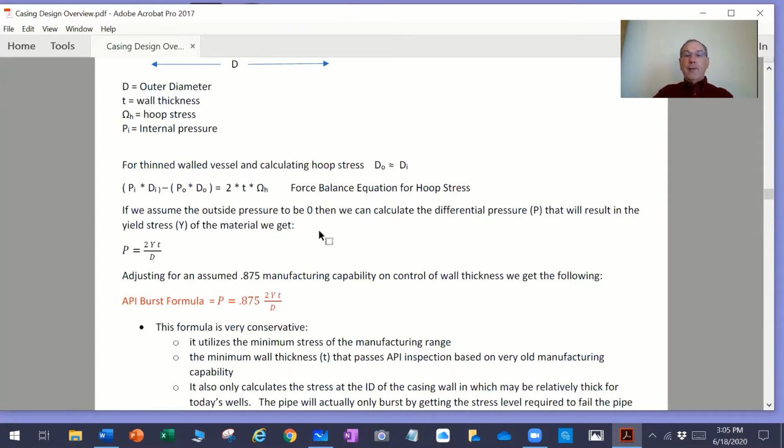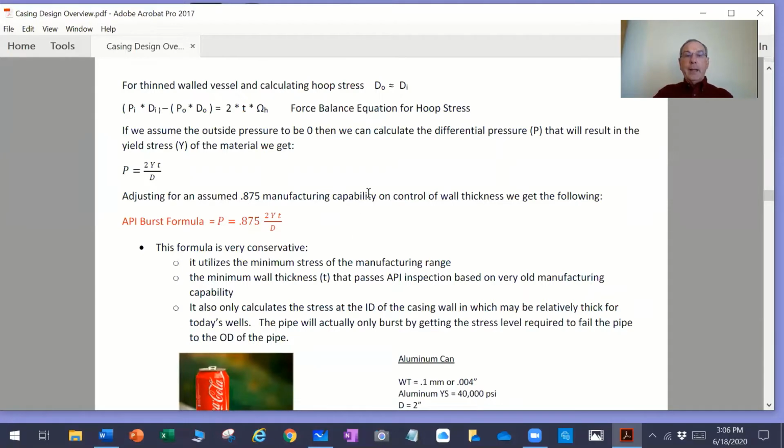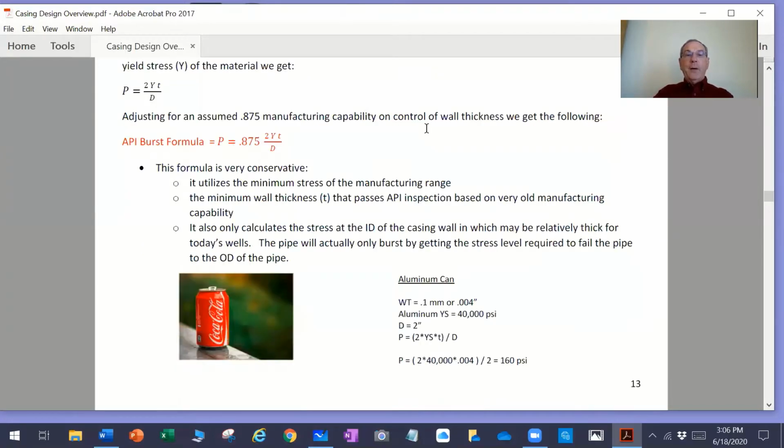And then if we assume a 0.875 manufacturing capability in controlling the wall thickness, which is what API standard is, we end up with the API burst equation by just putting 0.875 in front of this term. And so the pressure rating for burst API is 0.875 times 2 times the yield strength times the wall thickness divided by the outside diameter. Now, this is a very, very conservative pressure equation.